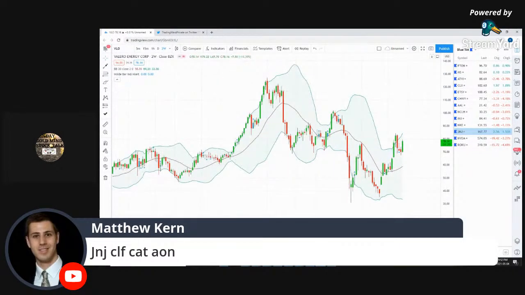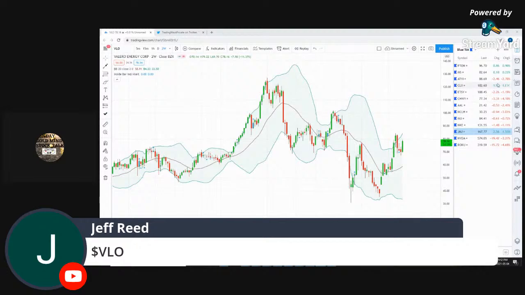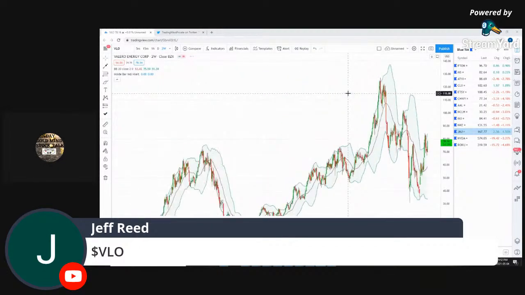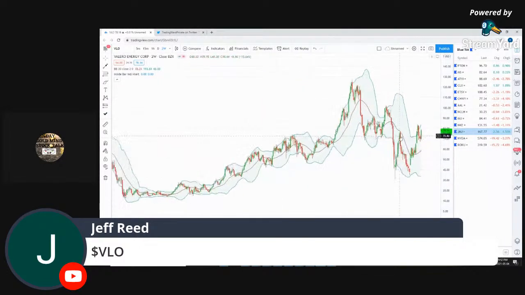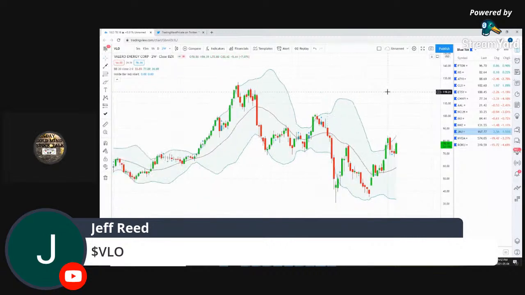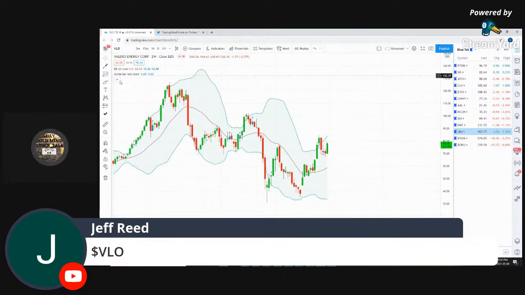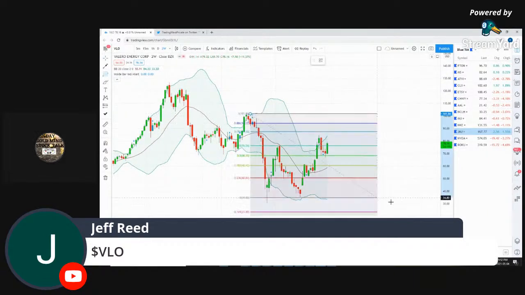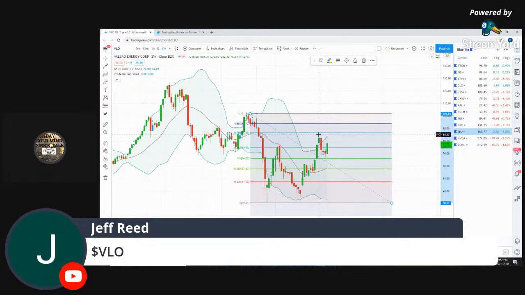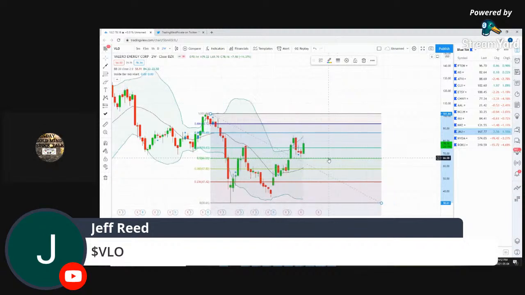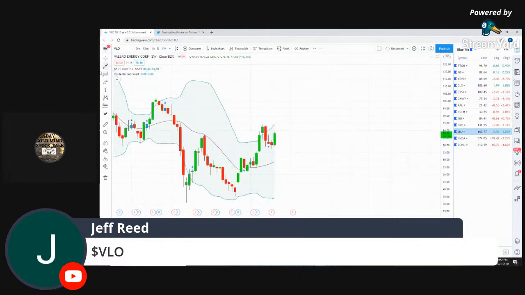VLO from Jeff. So, seeing a lot of Fibonacci action here on VLO. If I take the short from this swing high to this low, I could see that we found a little bit of rejection near the 786, but we did get bought up pretty quickly. And this long right now is also sitting on a Fibonacci.